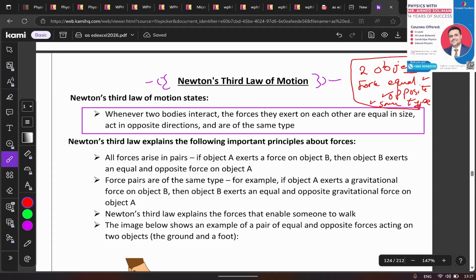If you are asked to write what is meant by Newton's third law: whenever two bodies interact, the forces they exert on each other are equal in size but opposite in direction and at the same time.